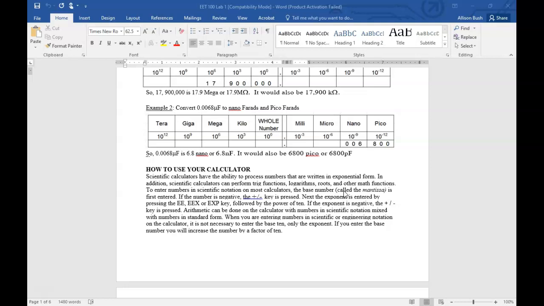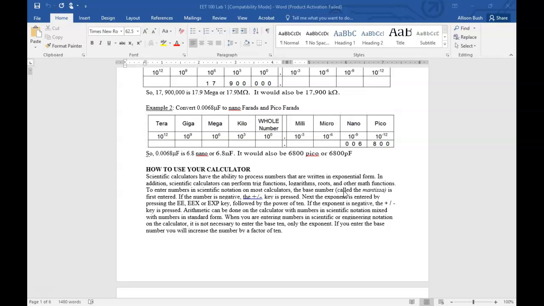All right, so engineering moves in groups of 3. Okay? It moves in powers of 3. Scientific moves in groups of 1. So every time you move it, you count it. Scientific notation, the number in front of the decimal should run between 1 and 9. In engineering, it should be running from 1 to 999.